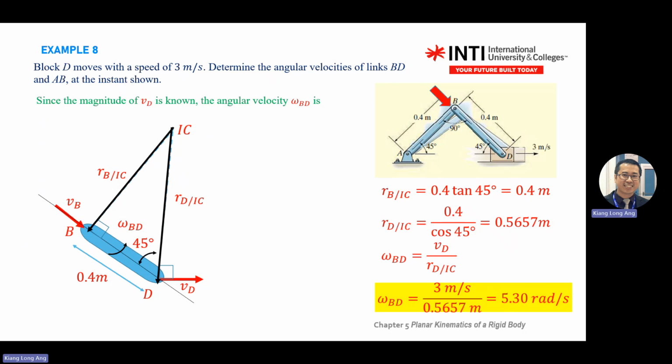So the important part is you know how to draw the IC, how to find the IC. And some questions are very simple. Some are like the one in example 7, give you infinity. The answer is 0.